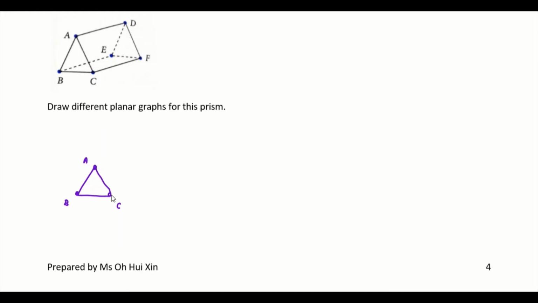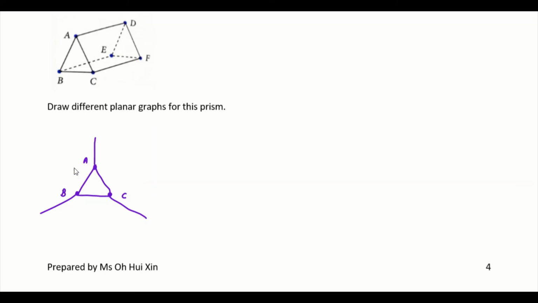Oops, I might need to move my alphabet a bit. Sorry. Okay, then after that, I know that A is adjacent to D, B is adjacent to E, and C is adjacent to F at the back, right? So what I can try to do is just extend the line. It doesn't have to be this way. If you want to do it another way you can, but just make sure that you cannot have edges intersecting each other. So that's the idea. Let's try to do it again, better.